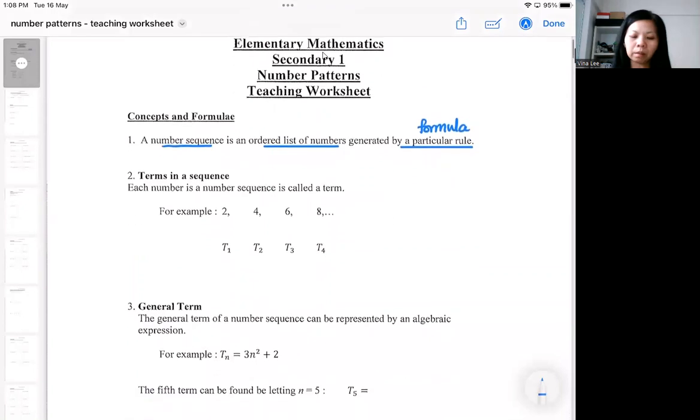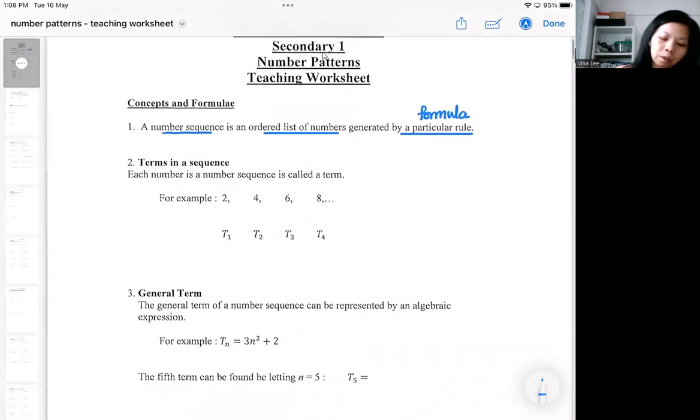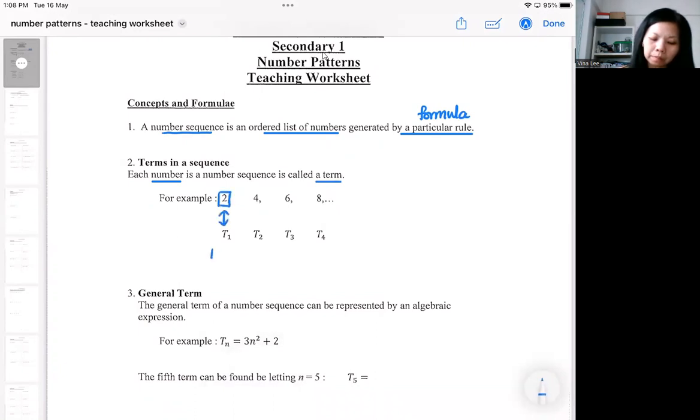Okay, so let's look at the idea first. Point number two, the terms in a sequence. Every number, we're going to call a term. And there's a symbol to it. For example here, 2 is the first term. So T1 represents the first term. Then after 2 comes the number 4. This one is called the second term. T2 means the second term, the second one.